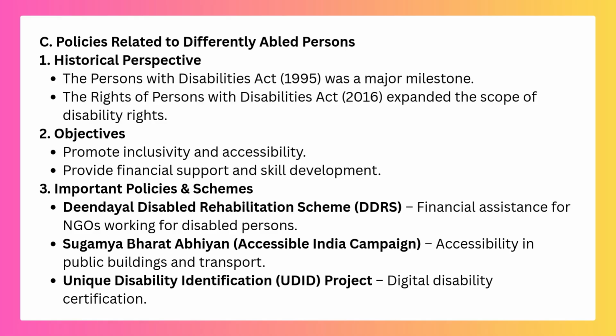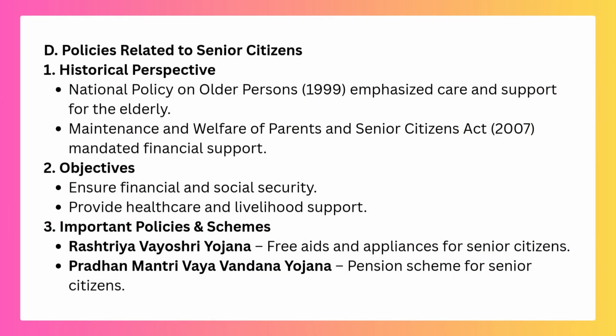Deen Dayal Disabled Rehabilitation Scheme, DDRS, financial assistance for NGOs working for disabled persons. Sugamya Bharat Abhiyan, Accessible India Campaign, accessibility in public buildings and transport. Unique Disability Identification, UDID, project, digital disability certification. D. Policies related to senior citizens.